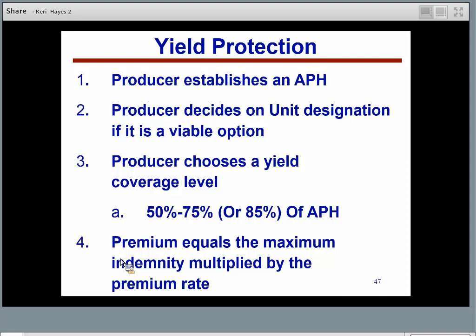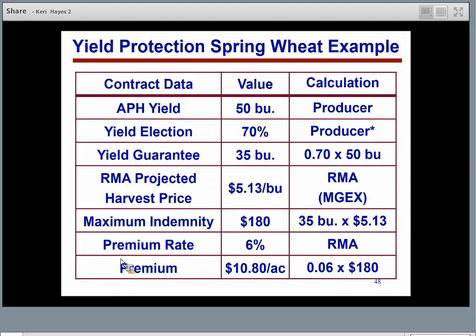And so we can choose that anywhere from 50 to 75, or in some areas it's 85% of your APH. And we'll talk about how that comes into play here in a minute. The premium is equal to the maximum indemnity multiplied by the premium rate that the RMA has determined for your area. So let's just run through a quick example here.